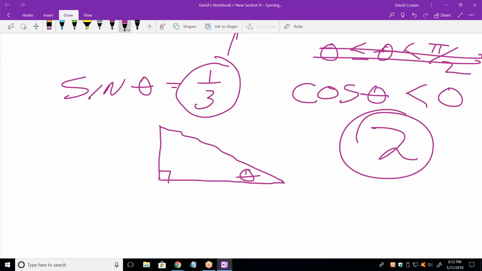What's the side opposite theta? Isn't that 1? What's the hypotenuse? 3. So what does that make the third side? Once you have 2 sides of a right triangle, you can always calculate the third side. Don't you use the Pythagorean theorem? 1 squared plus x squared equals 3 squared.